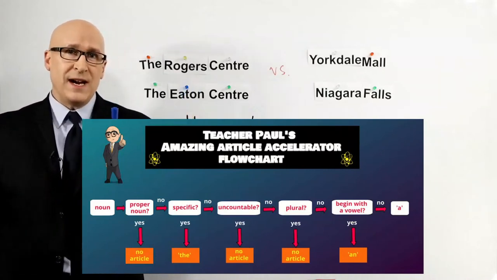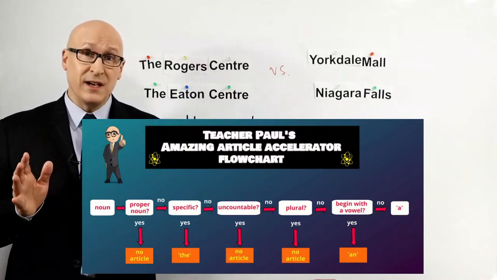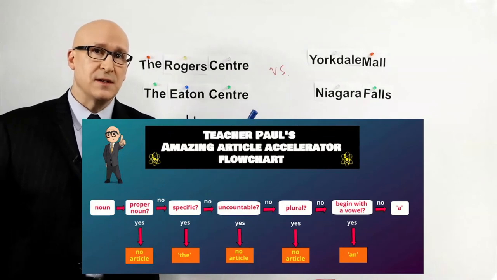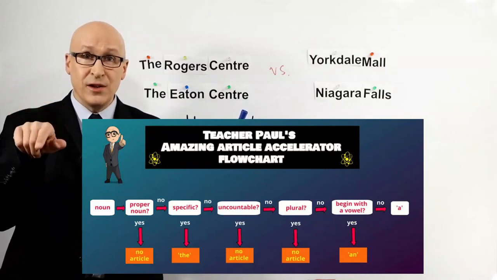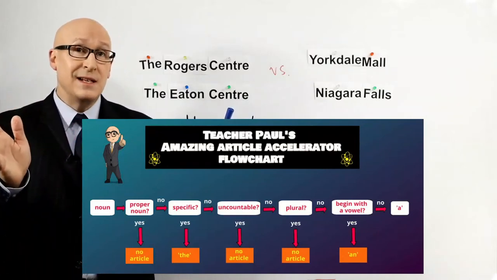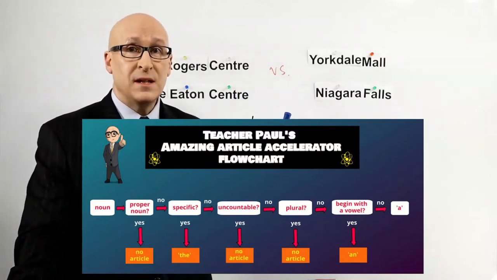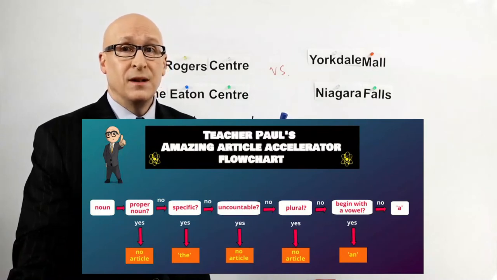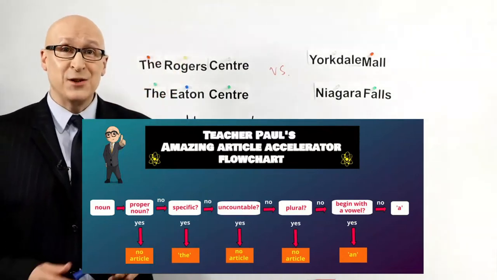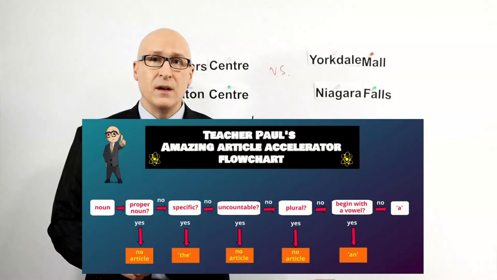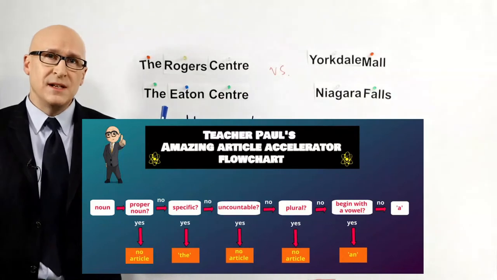The next question you have to ask is, is it specific? And this is where it gets tricky. Look at the other questions, guys. Is it uncountable? Well, you can just check the dictionary and find a C or a U. Is it uncountable or countable? That's the easy question to ask. Is it plural? Well, that's an easy question to answer too, right? Does it begin with a vowel? Well, that's kind of easy to answer too because it's the first letter of the noun. And then you decide, finally, the tricky question to answer is, is it specific?